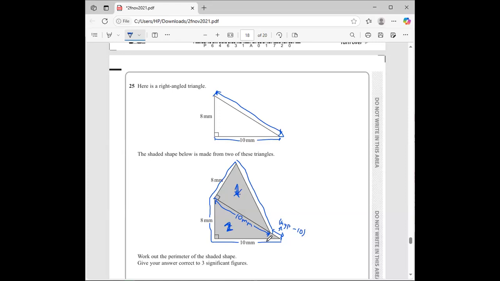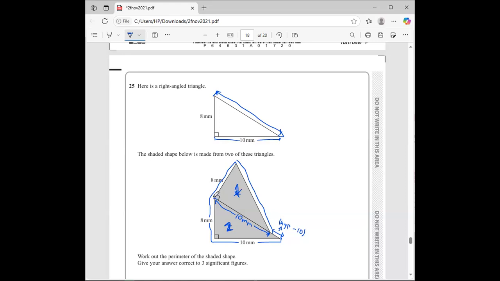Good. Now, because we all know it's a mathematical fact, the hypotenuse of a right angle triangle is the longest side in that right angle triangle. So what that means is that the hypotenuse here will be more than either 8 millimeters or 10 millimeters. It will be more than it. And that's exactly what is expected. I'm not surprised that that happened.